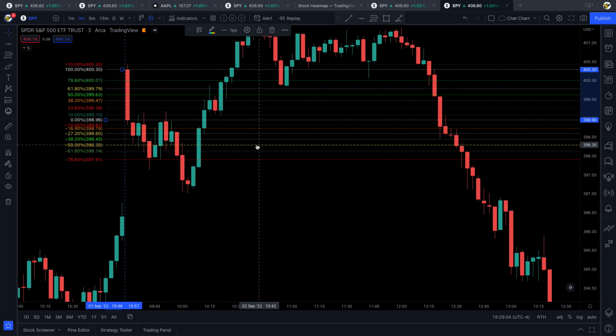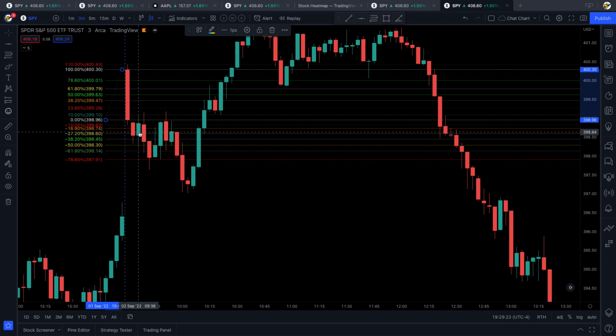Like this candle here, it broke, came down, hit almost the 50. It broke past that 382, and then it started pulling back. I'd get out. It started pulling back on me. I'm not going to wait to see if it's going to keep going down or not. I would just get out if it pulls back. This day I didn't.